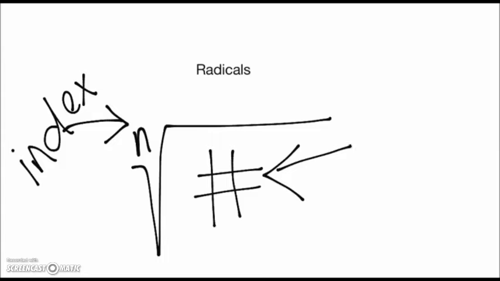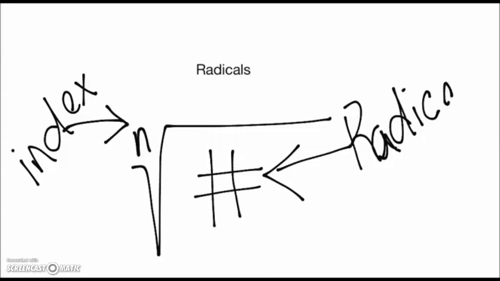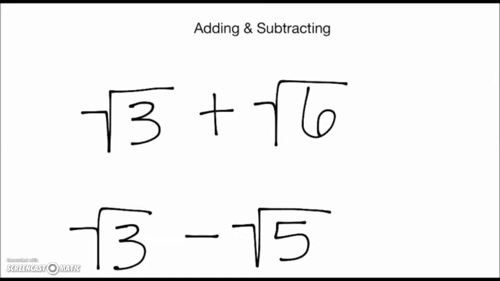The number here that goes under the radical sign is called the radicand. And that's going to be important because we're going to need to identify that and be able to compare radicands in different numbers. The radicand is the number we will deal with the most in geometry.